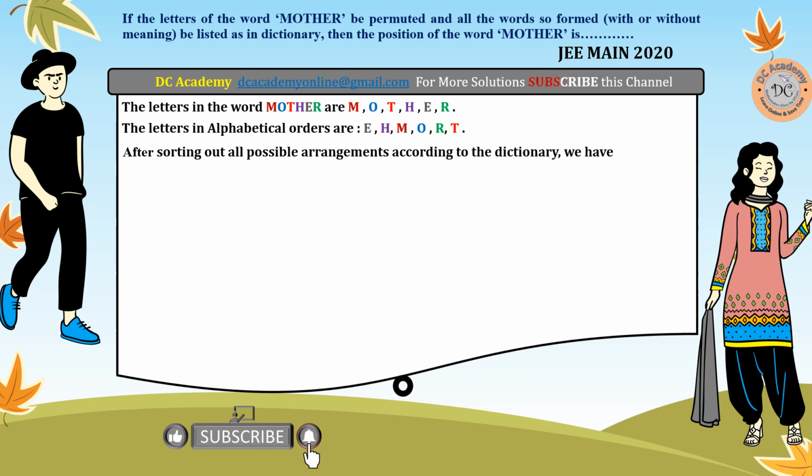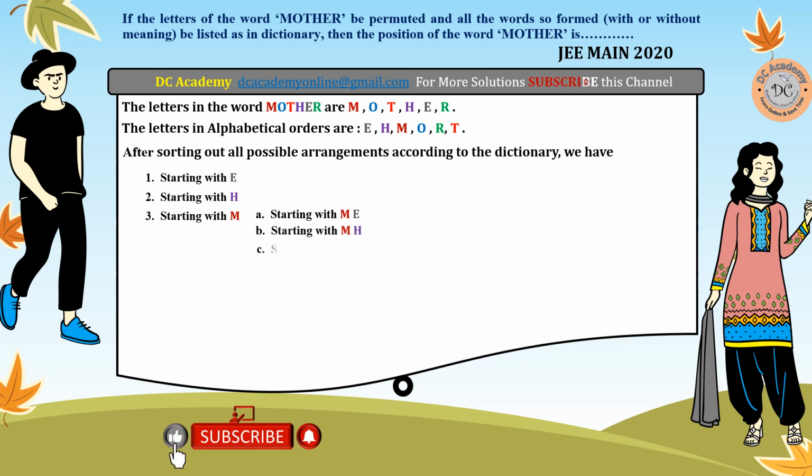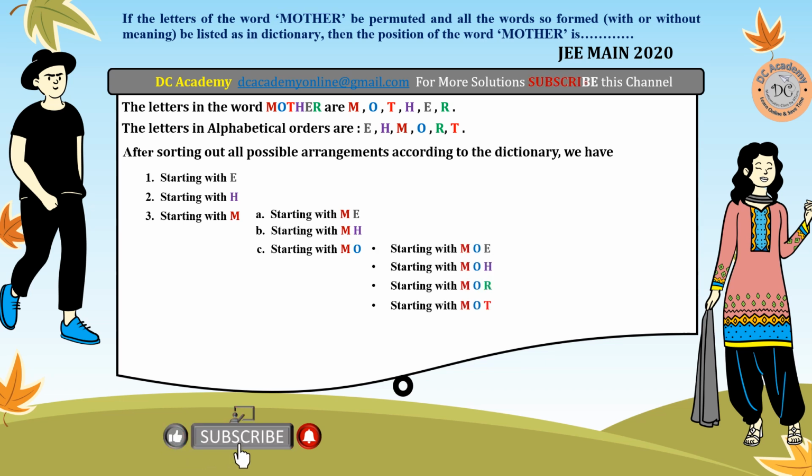So if we sort all the possibilities in dictionary order, first we get all the words starting with E, then all the words starting with H, then all the words starting with M. In that subsection of words starting with M, our MOTHER belongs. So we have to consider the second letter now. After M, it will start with ME, then MH, then MO. See that the first two letters of MOTHER are already obtained, so I have to go for the third letter. So it will be MOE, then MOH, then MOR, and then MOT.